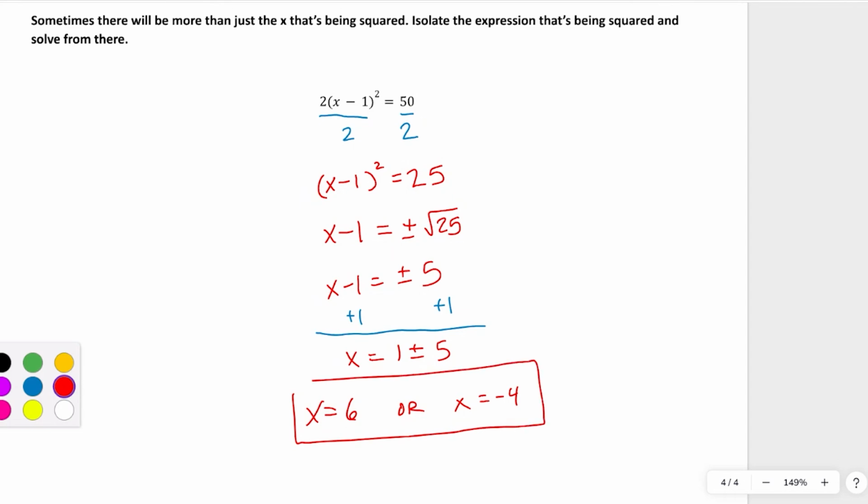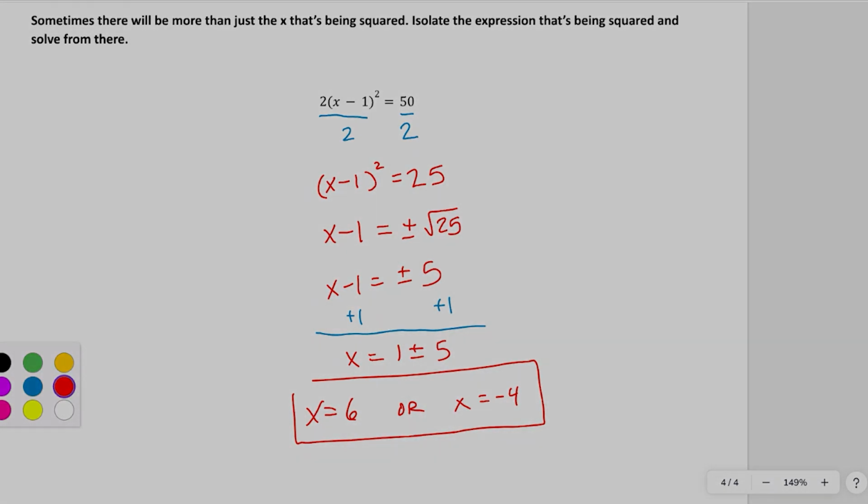So if your equation looks like this, just know that you're going to isolate the stuff that's in parentheses first, take the square root, and then deal with anything that's inside the parentheses last.